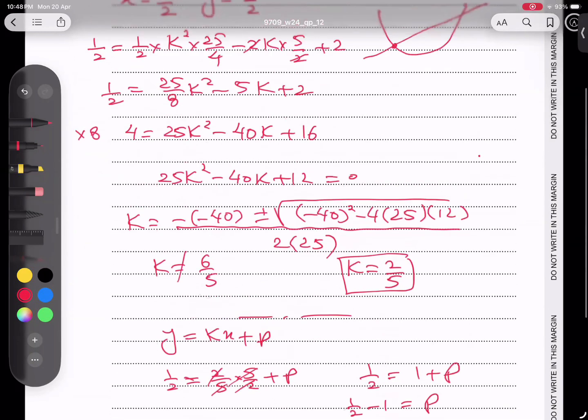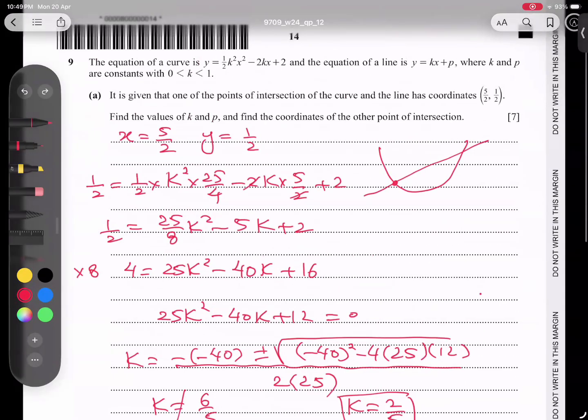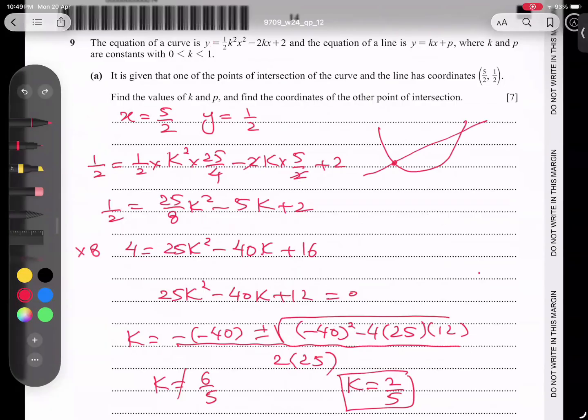But at the same time he said, give me the other point of intersection. So for that reason, what is the plan? We have to put them equal to each other and plug in p and k and get the answer. So what is the method to do it? Okay, I'm writing equations here and I'm putting the values of k also. k is 2 by 5. Okay, so first of all, I'm writing this together. 1 over 2 k square x square negative 2kx plus 2 is equal to kx plus p. So I have copied the complete equation.